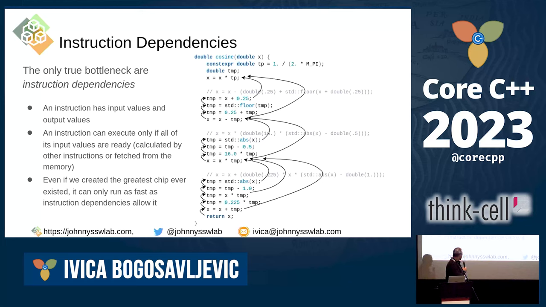For the CPU, this means that the instructions in this particular case must execute sequentially. You cannot move on to execute the next instruction because you don't have the input parameters for the current instruction. So what does that mean? Imagine you have a chip which has unlimited resources: an unlimited number of registers, unlimited ALU operations. It can execute, let's say, a million floating point operations in a single cycle. But this cosine function it cannot execute immediately. It has to go first, then second, then third, then fourth, because of these instruction dependencies that keep on appearing.